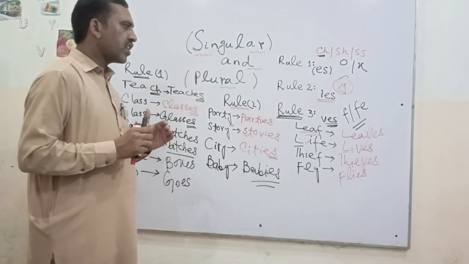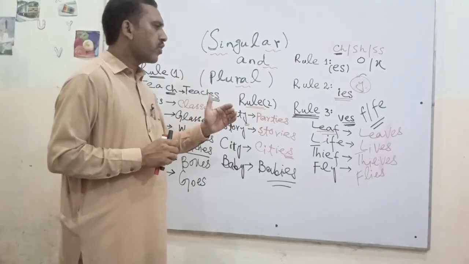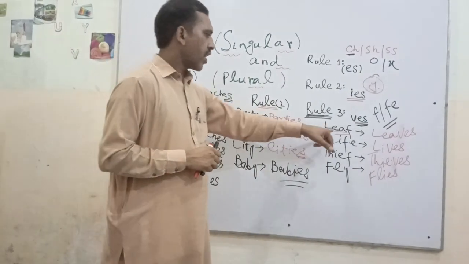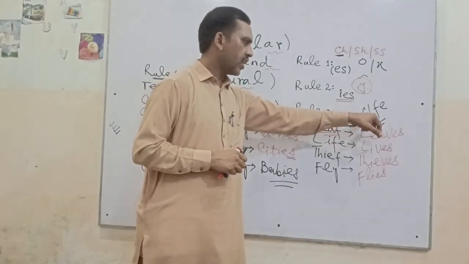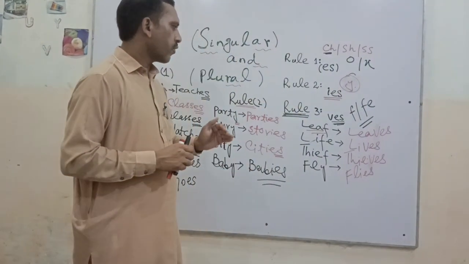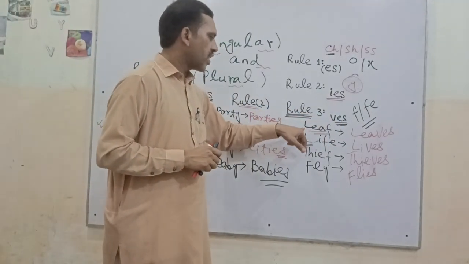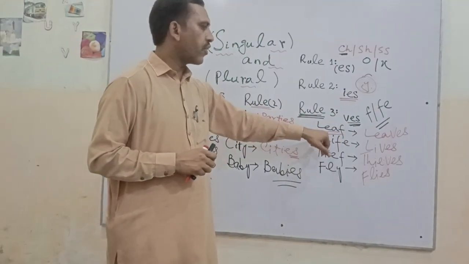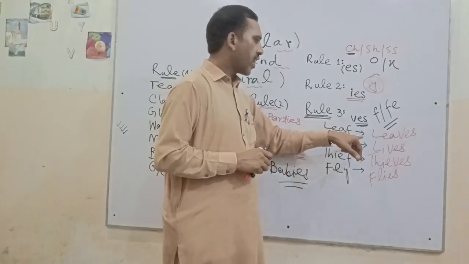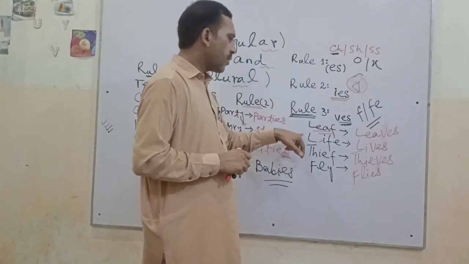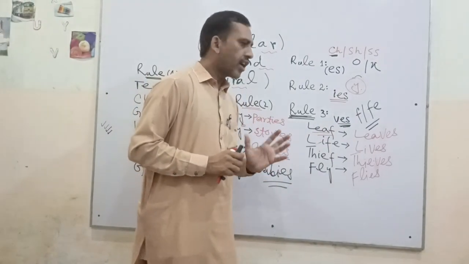And rule number 3 is that if a noun or a verb ends with f or fe, we can make plural by adding ves. Leaf, for example, is a singular word, and we add ves, it becomes leaves. In the same way, life becomes lives.